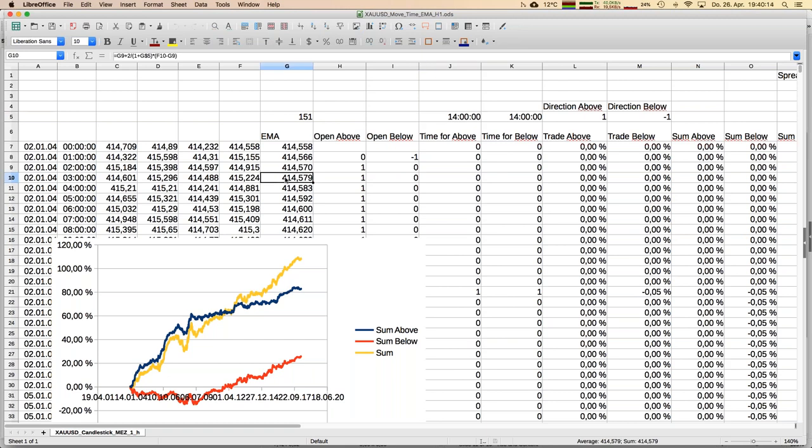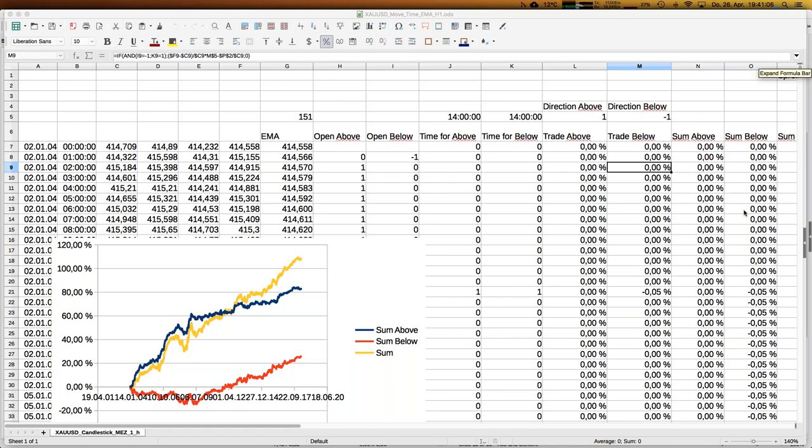But a short view on how I do that kind of calculation. Of course, I start with those hourly data, in this case, gold prices. All the data have an open, a high, a low, and a close value, like always for an H1 candle. And then I do all those calculations like, am I above EMA, yes or no? Am I exactly at the point in time, in this case, 2 p.m.? And then I go for the calculation of the trade, or in this case, it's not a real trade, it's just the percentage change, and then summing up. That's how that Excel sheet works.